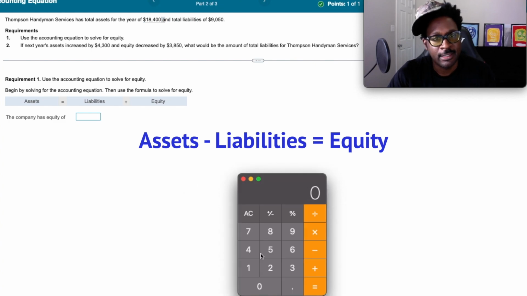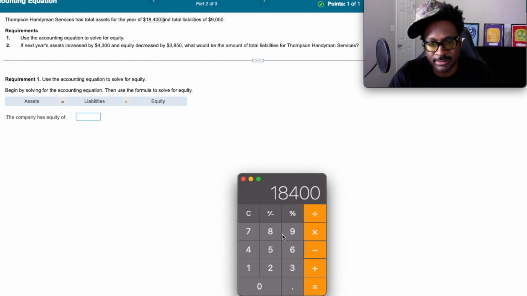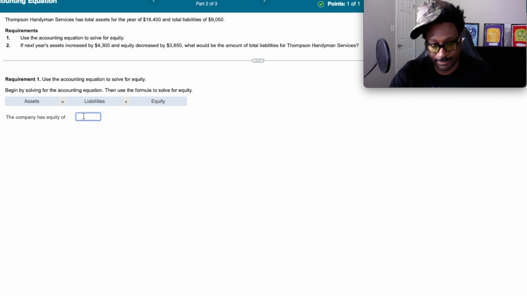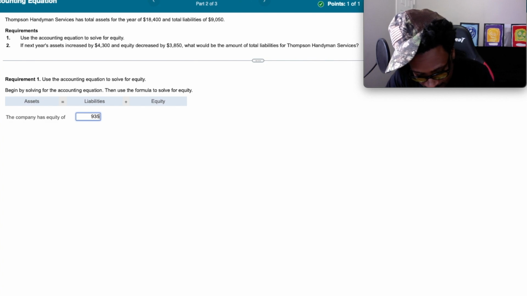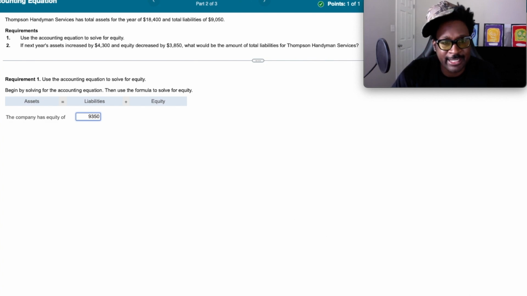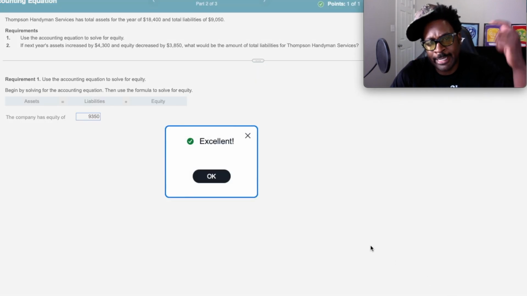So we have $18,400 in assets, and if we subtract our liabilities of $9,050, that should get us an equity of $9,350. Let's check the answer. Bam!